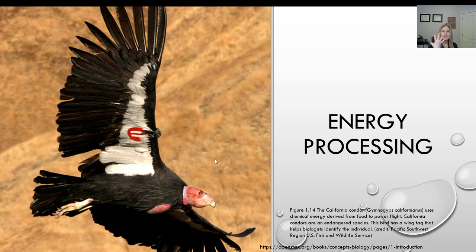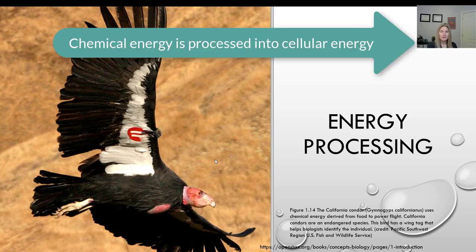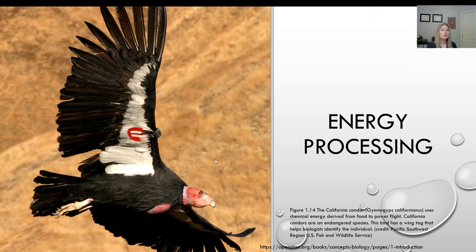Instead, the condor's digestive system is breaking down the meat into nutrients, and then the cells are absorbing the nutrients and converting that chemical energy into a usable form. In this case, it would be ATP, a form of cellular energy. So this condor is processing energy so that it can use ATP, a different form of energy, in order to fly.